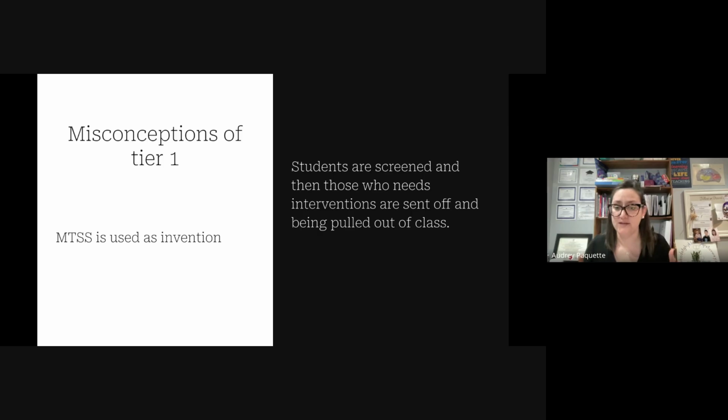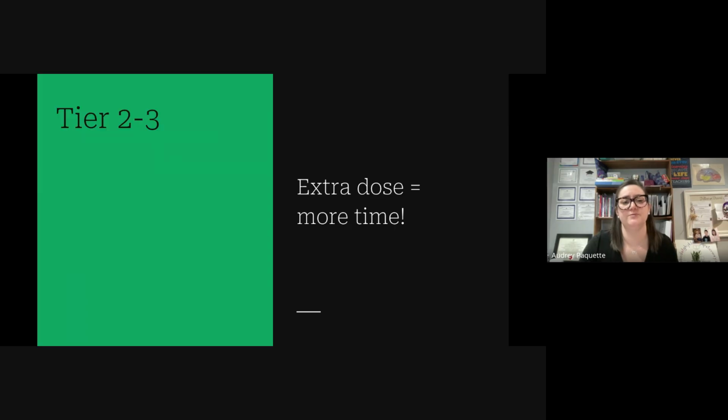And how do we do that? With 2 things: data and the collaborative problem-solving process. With these 2 things, we can attain that in Tier 1. Okay, so let's go to Tier 2. Tier 2 equals extra dose. It's more time. That's really all it is.